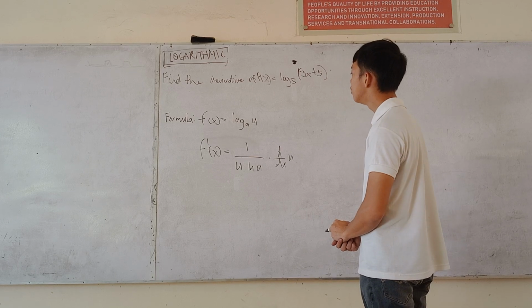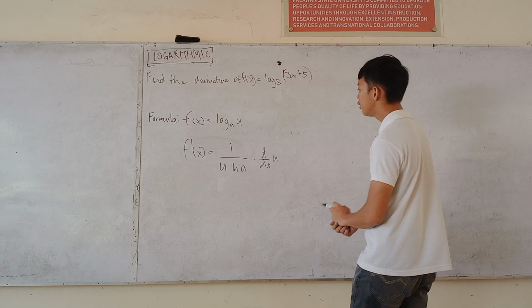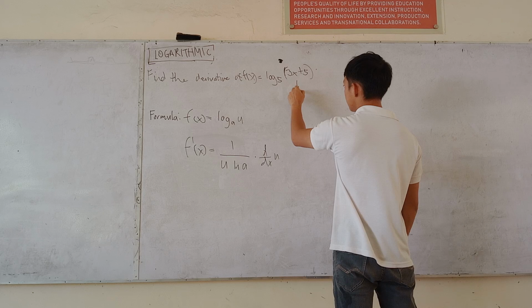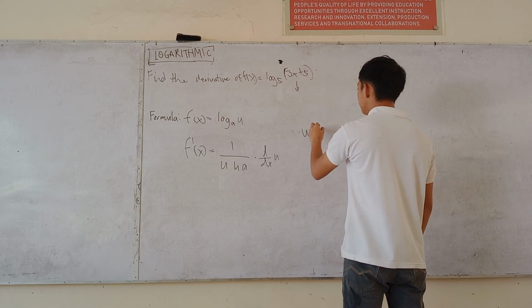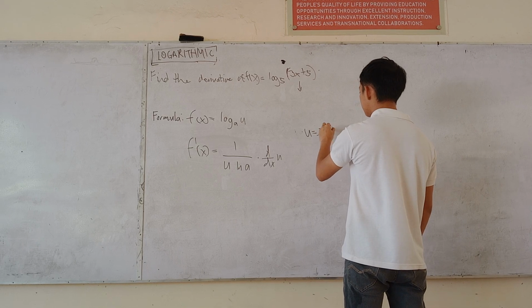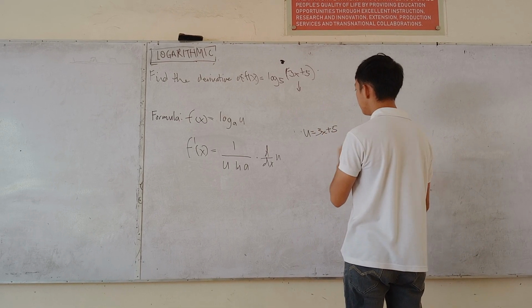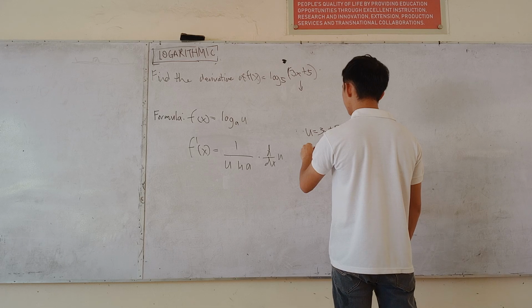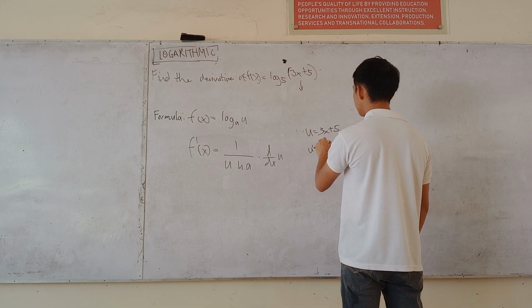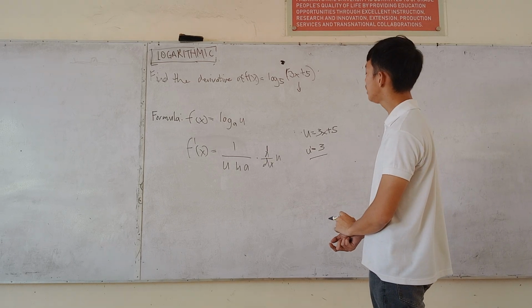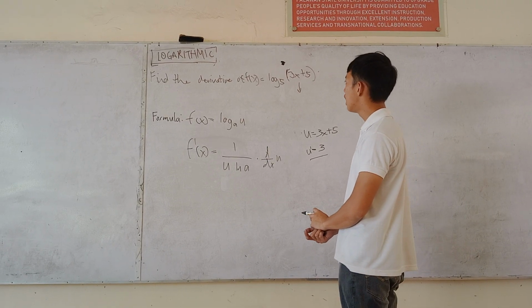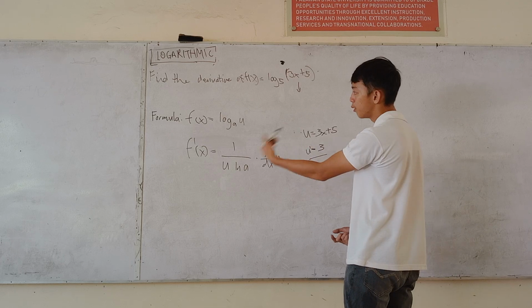As you can see here, our u is equal to 3x plus 5, and its derivative will be equal to just 3. So we have found the 3, and now we substitute our problem into the formula.